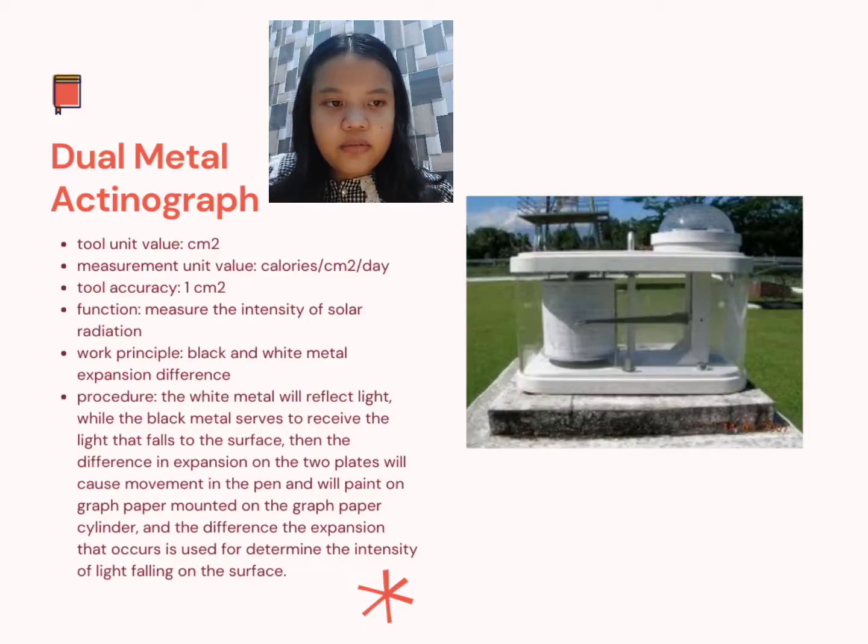Procedure is the white metal will reflect light while the black metal serves to receive the light that falls to the surface. Then the difference in expansion on the two plates will cause movement in the pen and will paint on graph paper mounted on the graph paper cylinder. And the difference in expansion that occurs is used to determine the intensity of light falling on the surface.